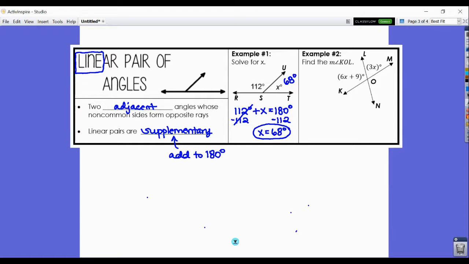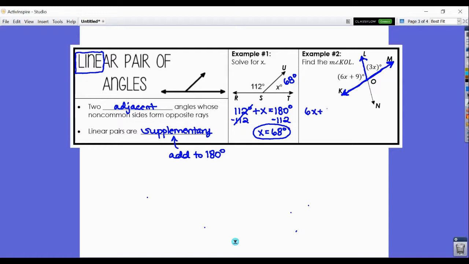Example number 2, we want to find the measure of angle KOL. So I have two expressions here. I have 6x plus 9 and 3x as my two expressions. I want to make an equation out of this, and I know for a fact they together form a linear pair. They form a straight line, if you can see here, with that common ray in the middle, the non-common rays making that opposite ray leading to supplementary. So I go ahead and I set up my equation.